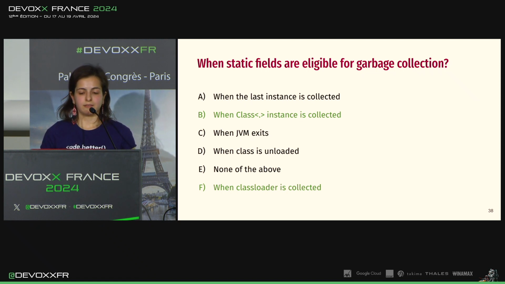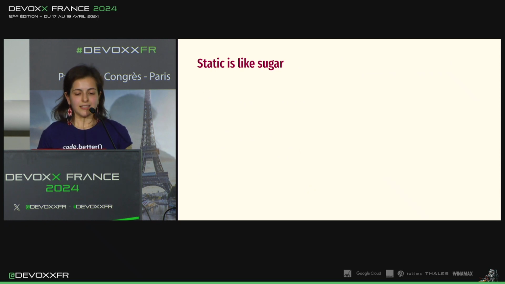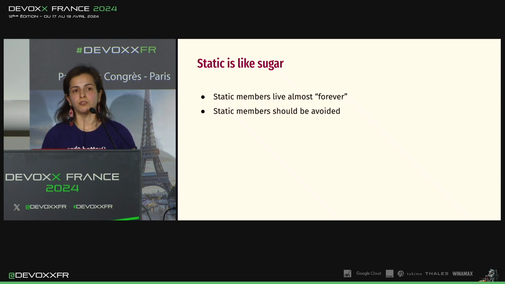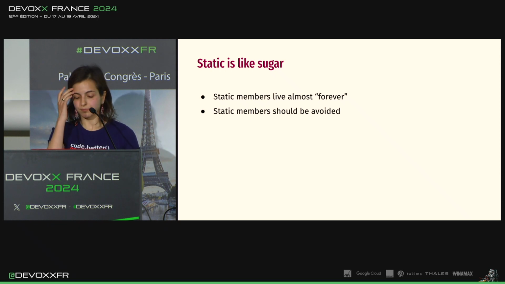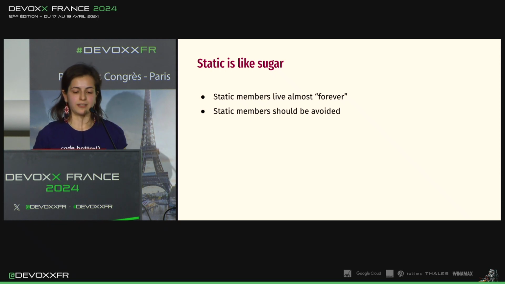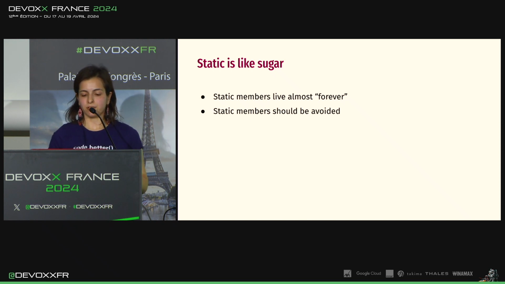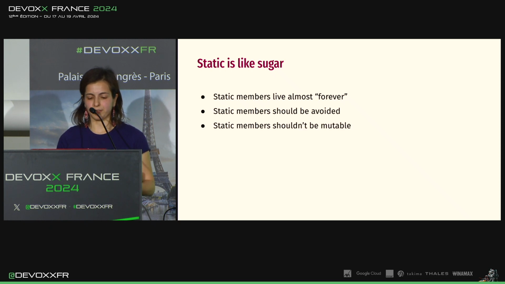And that's why statics are like sugar. Static members live almost forever. Static members should be avoided. Probably you read in some books like Effective Java that you should avoid static members and only use static constants or class members or instance members.